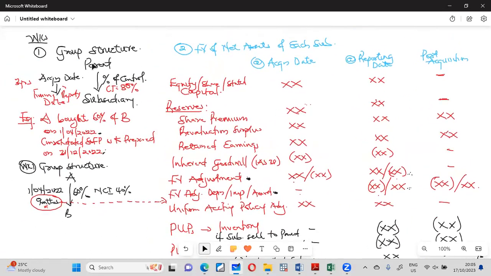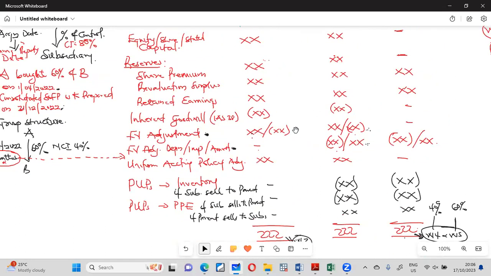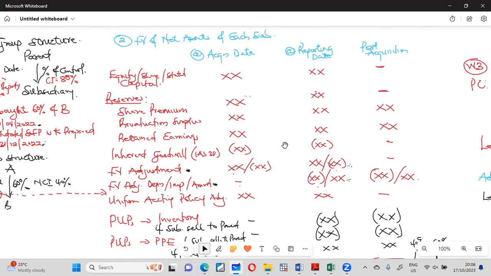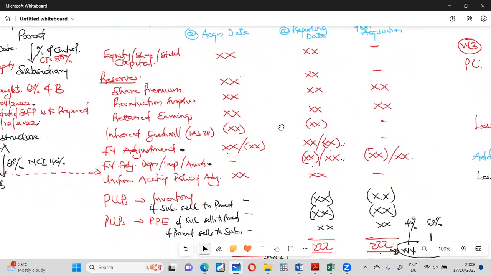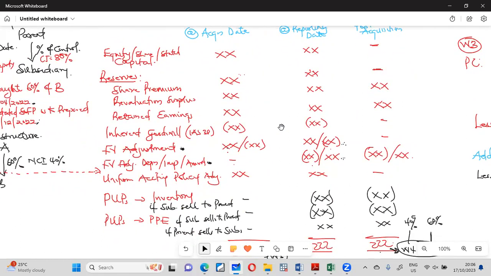Okay, so we started with our workings. One, when you draw your graph, the table here, or your diagram, and you show the date, you show this. Then you come to your workings for fair value of net assets of the subsidiary, and some of the things that go in here, picture it. We'll be doing it right now.